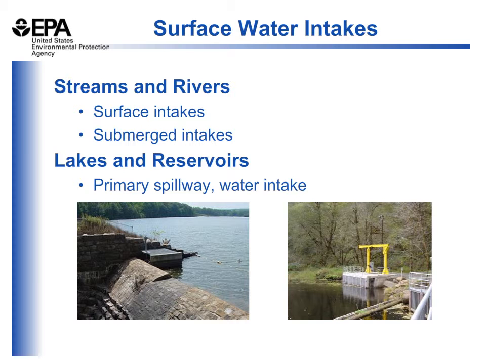Water can be taken from the surface of the system. It can also be taken from a depth below the water surface, and sometimes water systems will have an intake both along the surface, at the edge of a river or stream, or at the top of a dam, as well as further down in the water column.